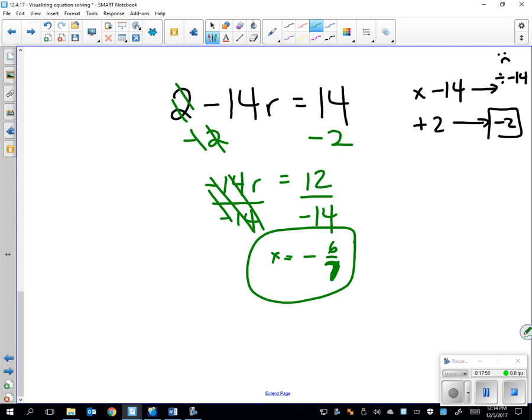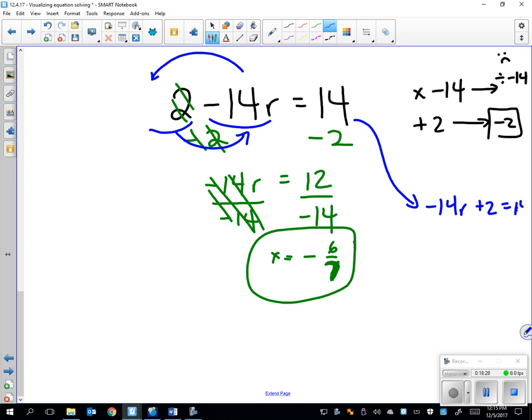What if I took this and I rearranged it? What if I took this piece and I moved it out front, and I took the piece in front and I moved it to the back? What would that look like? No, no, you're changing what's happening. Yes. This piece right here moves to the front. This piece right here will move to the back. Negative 14r. And the plus 2 just comes after it now. Some people really will like to look at it like this as opposed to this.